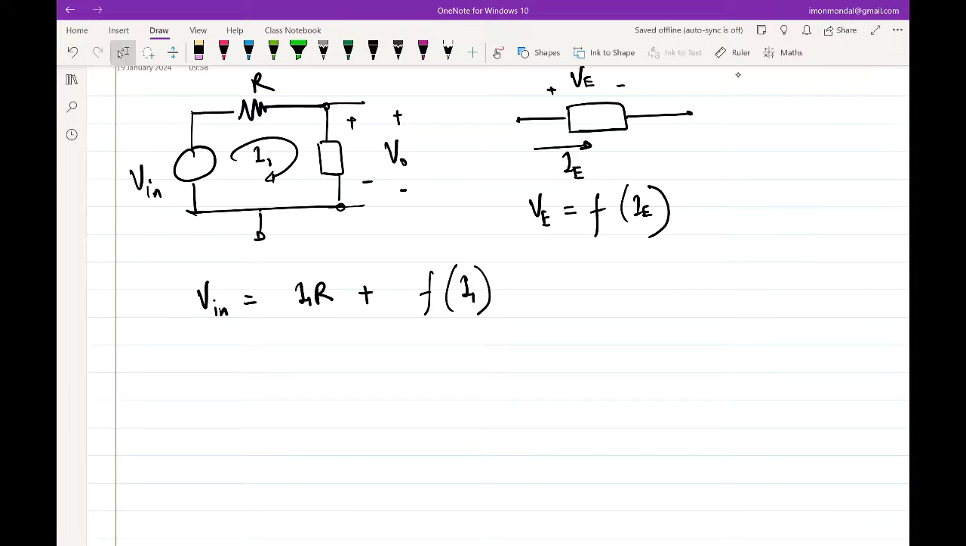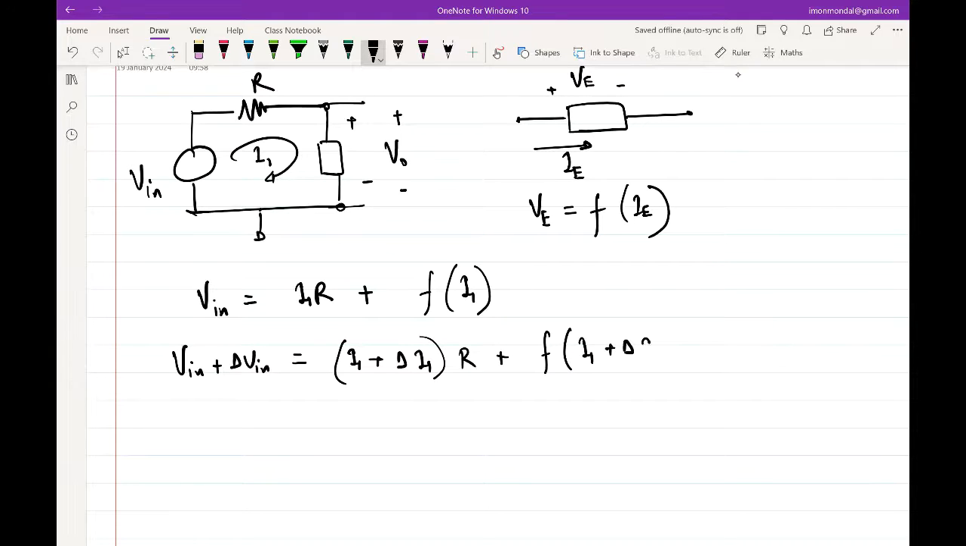So then what we saw is that Taylor series is of help. So for small perturbations, in fact, for any perturbation, we can simply write that if we change this V in to V in plus delta V in, then we can definitely say that the current will change. If the current changes, we denote that change in current as delta I1 times R plus f of I1 plus delta I1. So till now, no approximation.